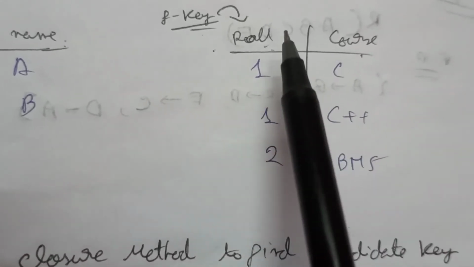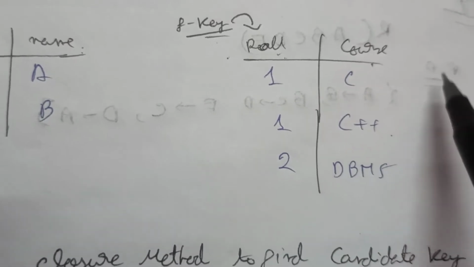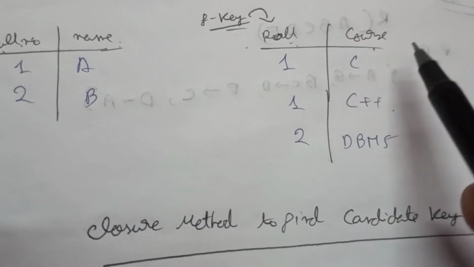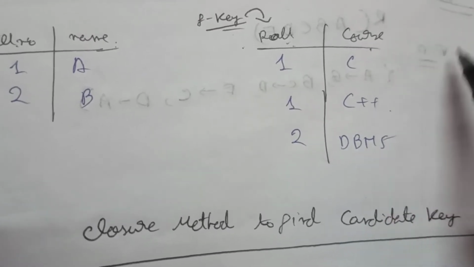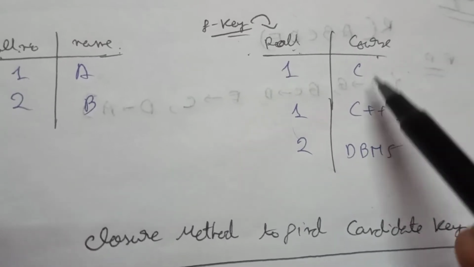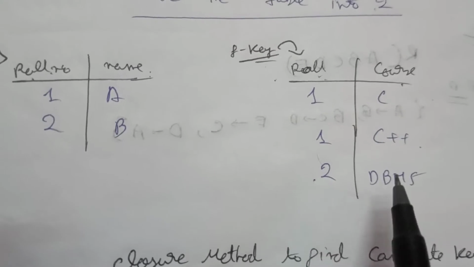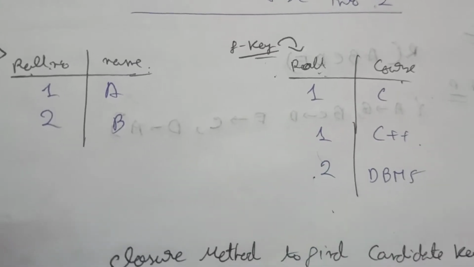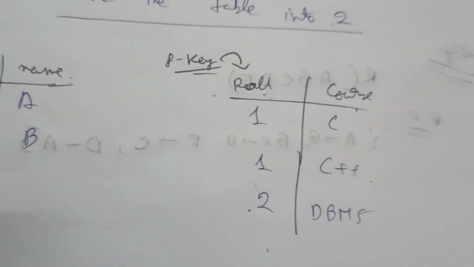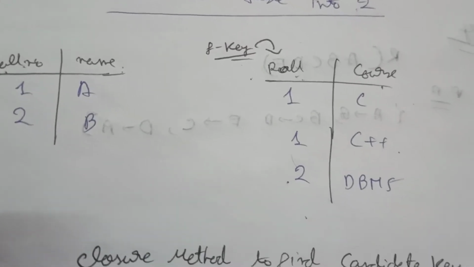Now see, roll number 1 has two courses, C and C++. The data repetition of the name column is avoided here. The name is not written twice, only the roll number is repeated, so it saves us some space. Also for the second student, the DBMS course remains exactly the same. So this is the way to convert a table which is not in first NF into two separate tables in first normal form.